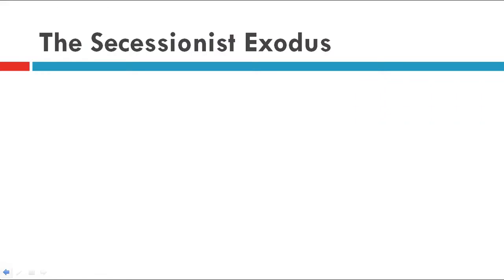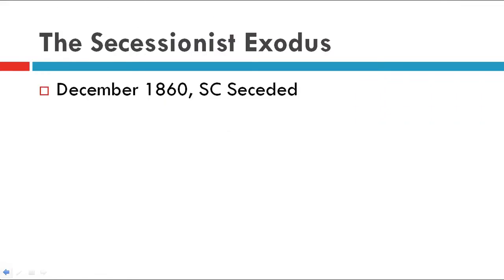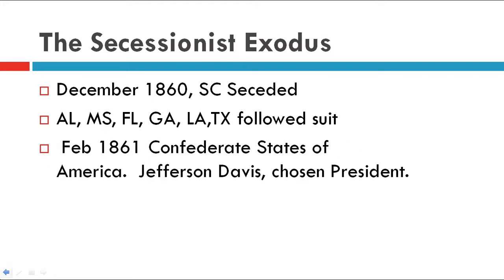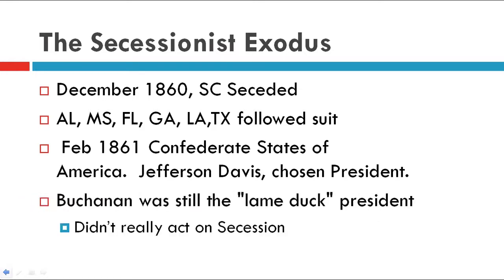And so following this, secession occurs. In December of 1860, South Carolina is the first state to leave. And following that, several other states, including Alabama, Mississippi, Florida, Georgia, Louisiana, and Texas, will follow suit. In February of 1861, the Confederate States of America are formed. Jefferson Davis will be chosen president of this.